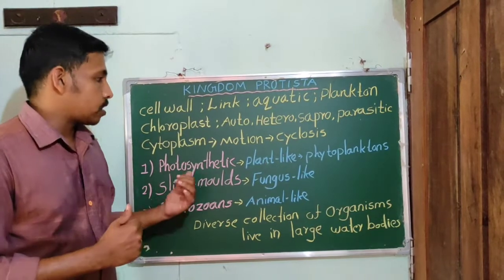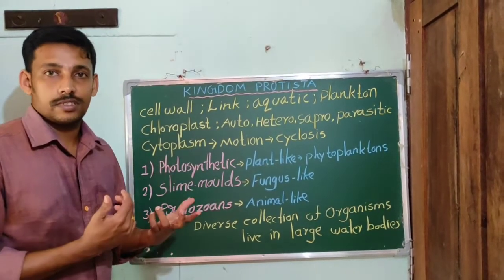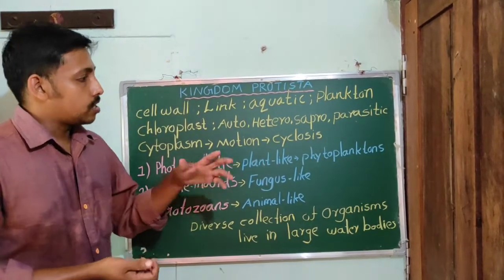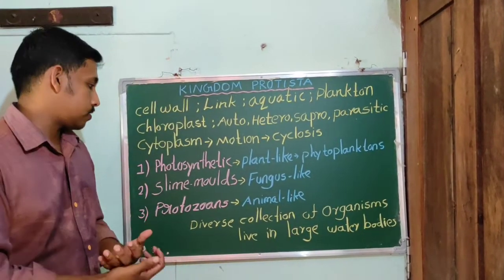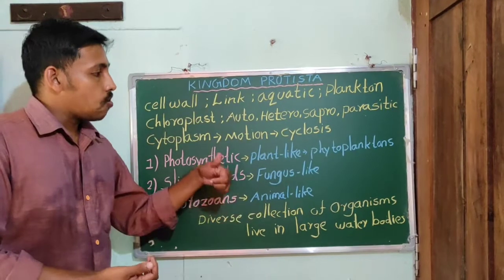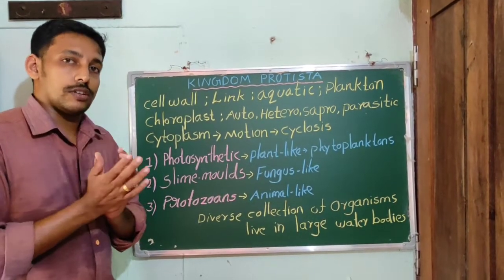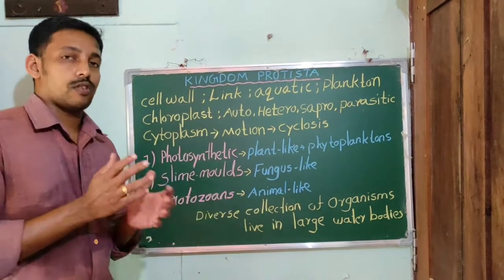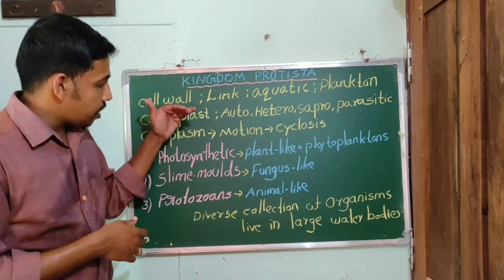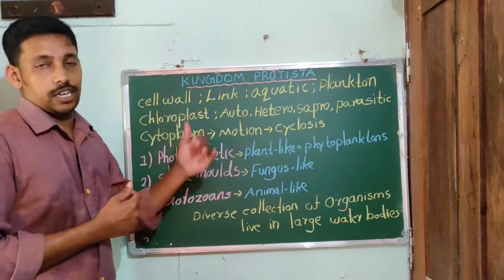The photosynthetic protists are plant-like protists. They are otherwise known as phytoplanktons. Then slime molds are fungus-like protists. Then protozoans are animal-like protists. So these are the major groups under this kingdom.